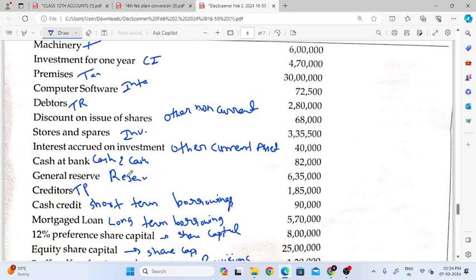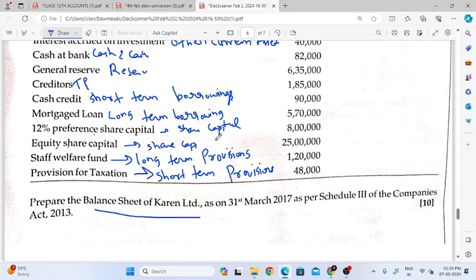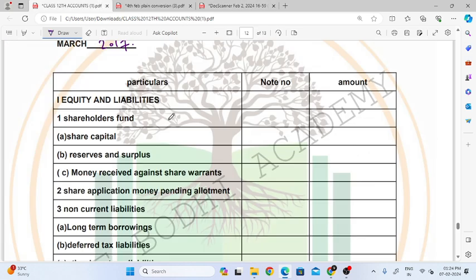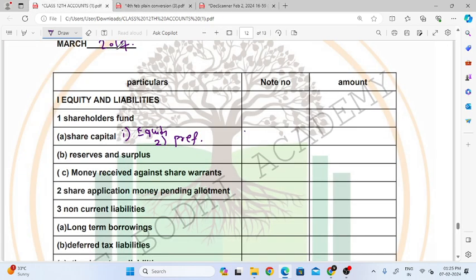How much did we get? We got equity share capital here and preference share capital. So for equity and preference share, you should not match the amount of both; you should take the amount separately. So I am writing over here first equity share capital, equity, and second, preference. Equity we have 25 lakhs, and here preference shares we have 8 lakhs.